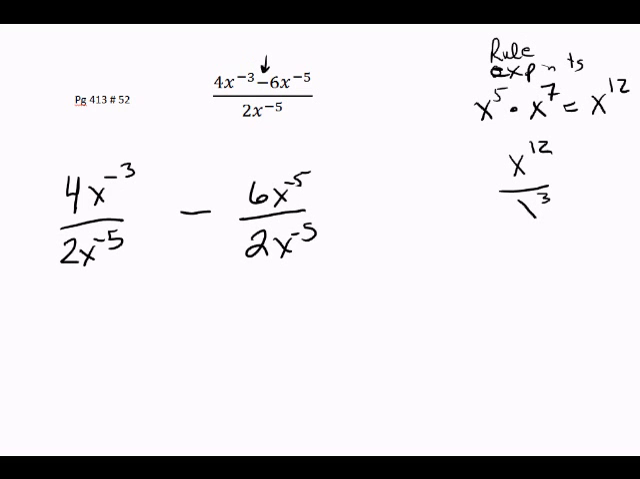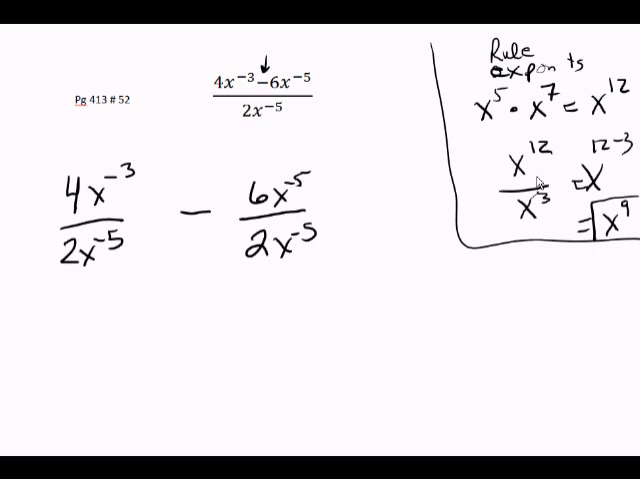X to the 12 over x to the 3. What does that equal? Hang on. X to the 12 over x to the 3. Yeah, when you divide, you subtract. It's always the top minus the bottom. X to the 12 minus 3, so it equals x to the 9. So for dividing, it's subtraction, and it's always the top minus the bottom.